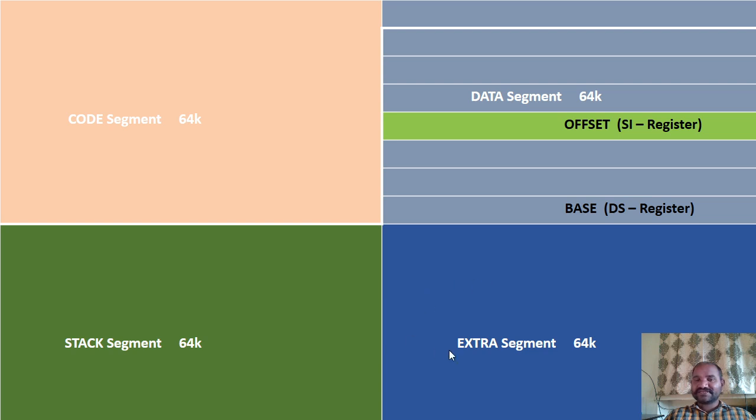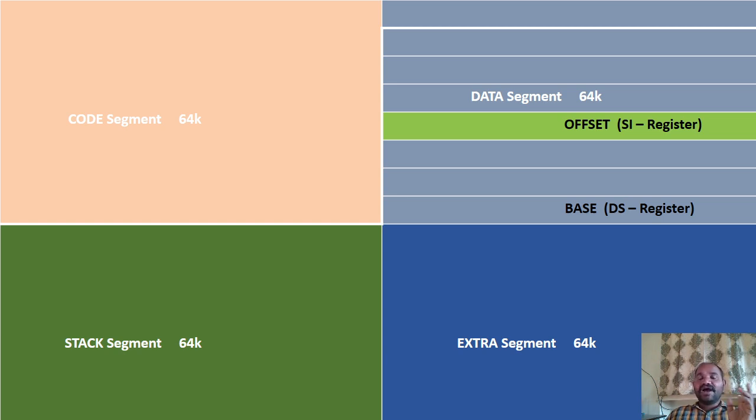In case of the extra segment also, same thing. If you want to access a particular location in a particular segment, you require the base address of that segment as well as the offset address. The base address of each segment is available in the corresponding segment register: for the code segment it is CS, for the data segment it is DS, for the extra segment it is ES, and for the stack segment it is SS.